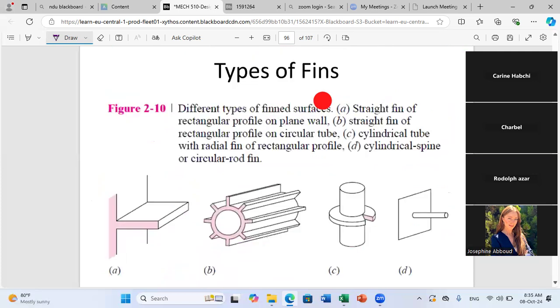Okay, now we have several types of fin surfaces. The geometry of the fin surface can vary. It can be of rectangular profile, it can be circular. As you can see here, you have a straight fin of rectangular profile on a circular tube. Sometimes you can have a cylindrical tube with a radial fin of rectangular profile, etc. So the geometry of the fin will depend on the case that we are considering.